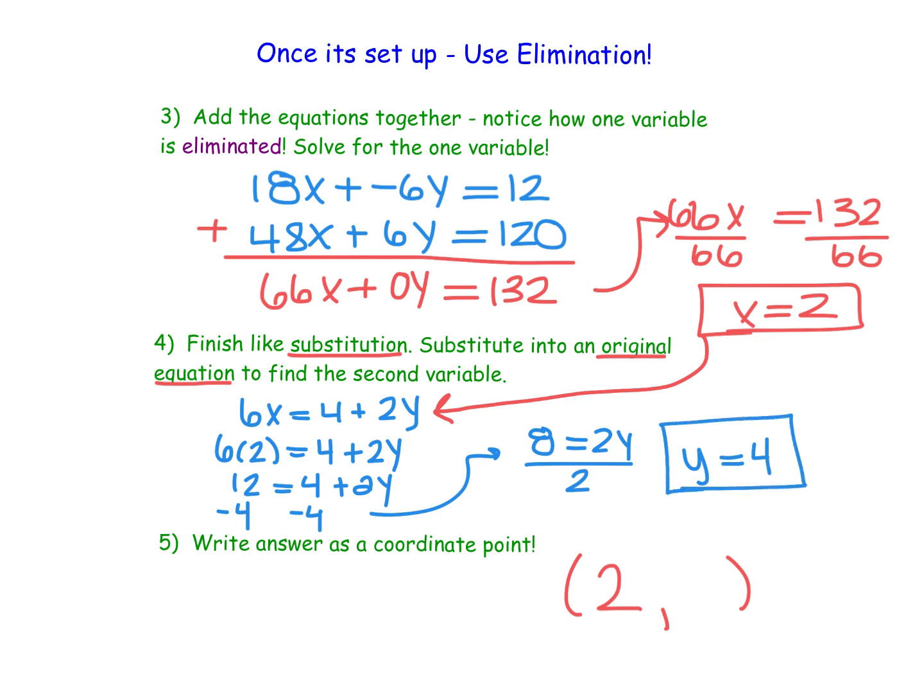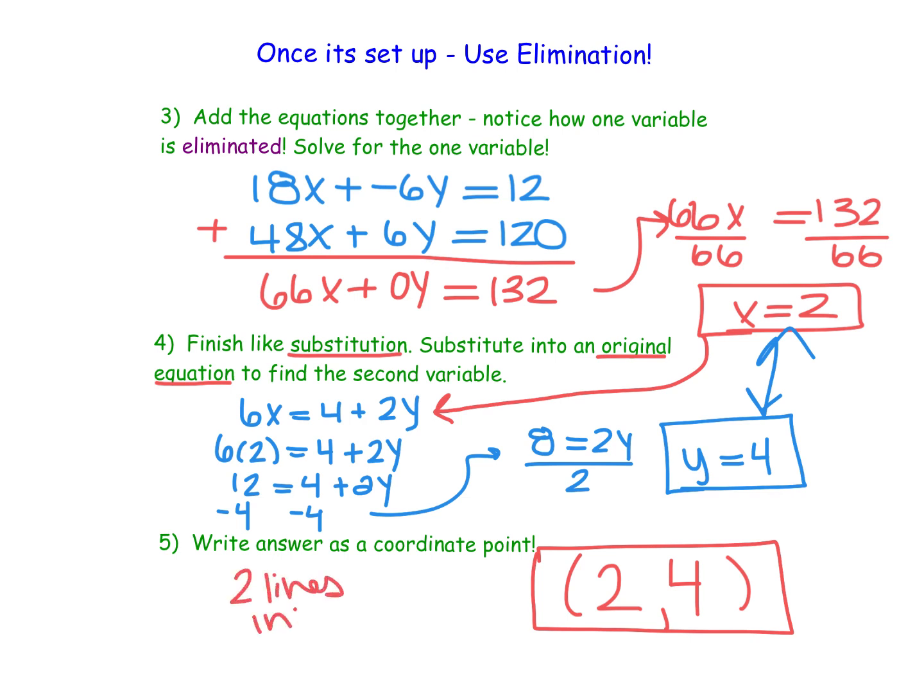Then I can take that value, plug it back into the other equation, and test that that is the correct combination of x is 2, y is 4, because this point will work in both equations. And then finally, I can write my answer as a coordinate point of x equals 2 and y equals 4. This point, 2, 4, is where the two lines at the beginning of the problem will intersect.